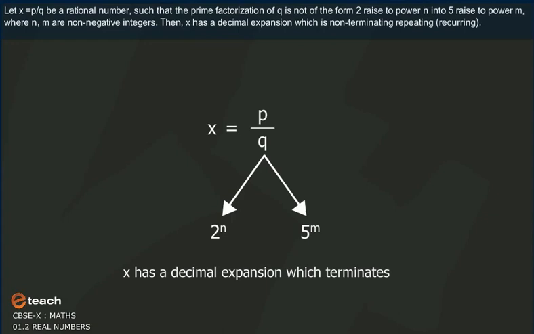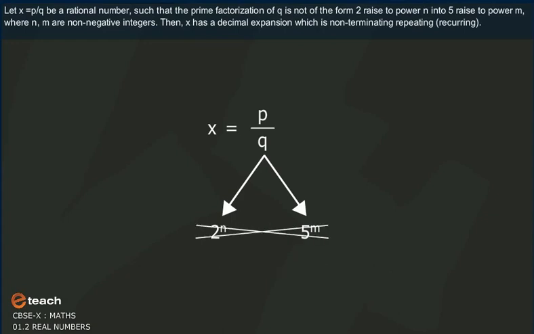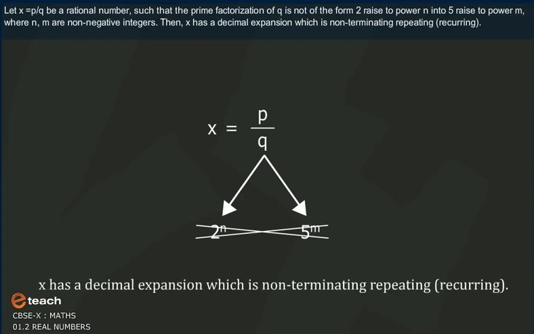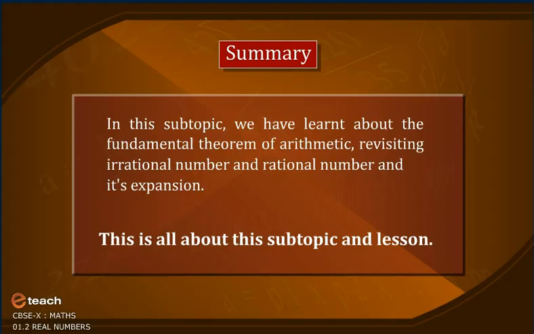Let x is equal to p upon q be a rational number, such that the prime factorization of q is not of the form 2 raised to power n into 5 raised to power m, where n, m are non-negative integers. Then x has a decimal expansion which is non-terminating, repeating, or recurring. So that is all about this subtopic and lesson.